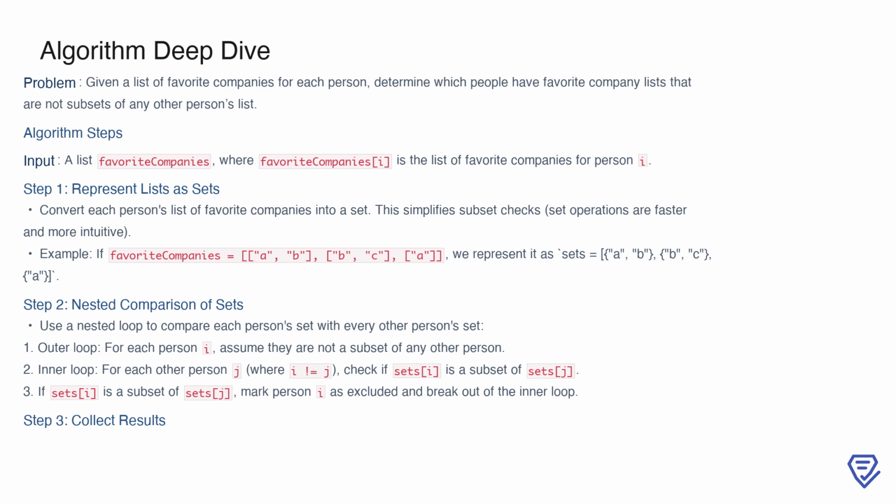Once we have the sets, we use a nested comparison approach. In the outer loop, we assume that the current person's set is not a subset of any other. Then, in the inner loop, we compare this set against every other person's set. If we find that the current set is indeed a subset of another, we mark the person as excluded and stop further comparisons for them. This ensures that we skip unnecessary checks and focus only on identifying those whose lists are not subsets of any other.